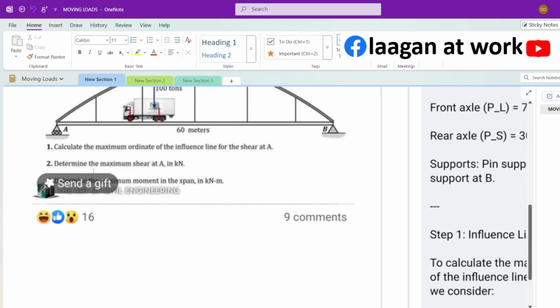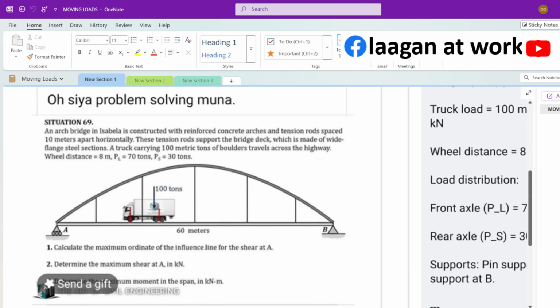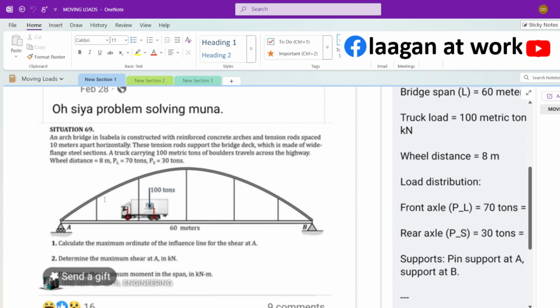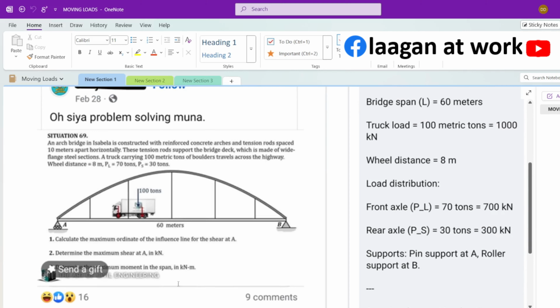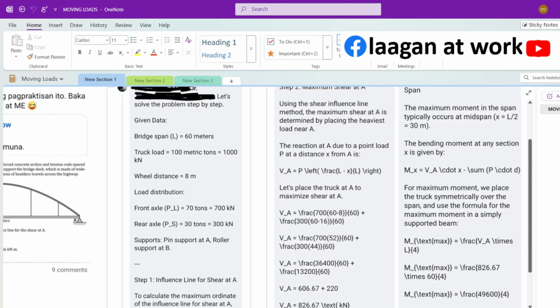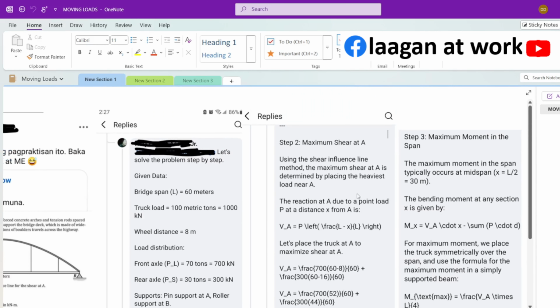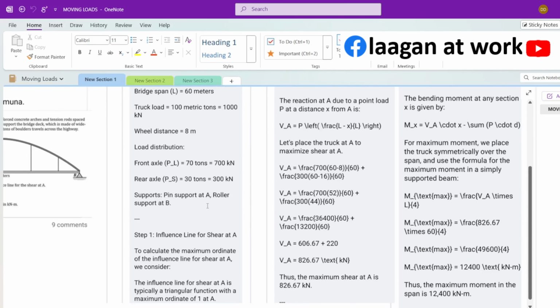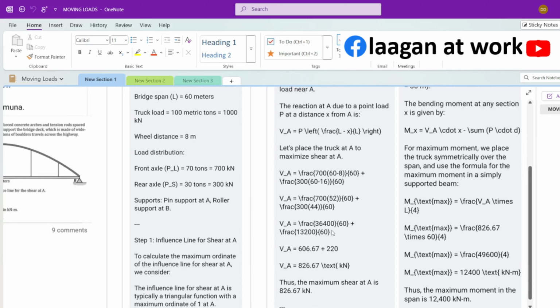Now, the question is: one, calculate the maximum ordinate of the influence line for the shear at A. Two, determine the maximum shear at A in kilonewton. And three, determine the maximum moment in the span in kilonewton meter. Now, at first, I thought this was just a joke. And then I wondered why would you spend all the time trying to type all these calculations in the comment section.